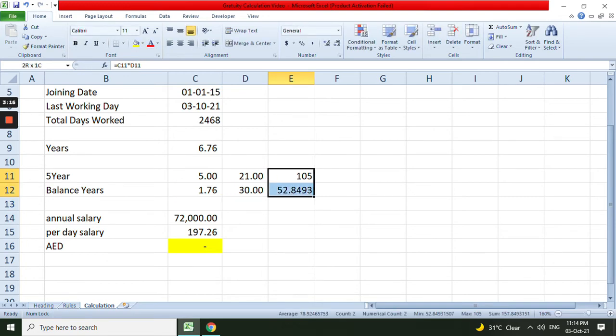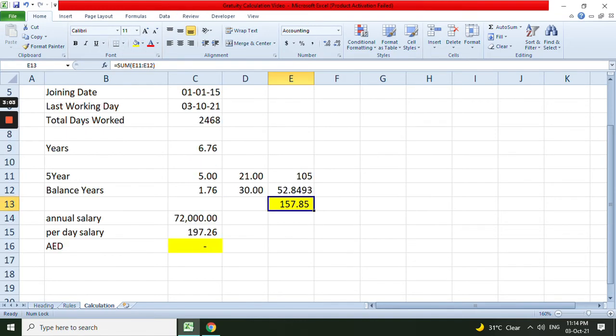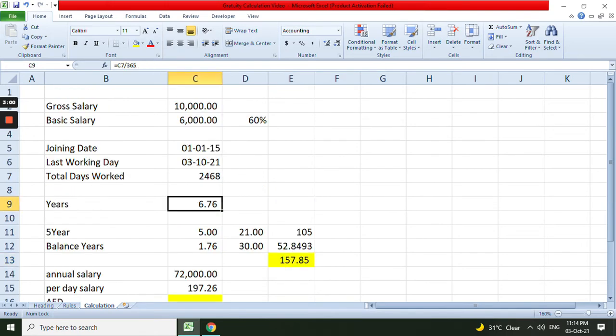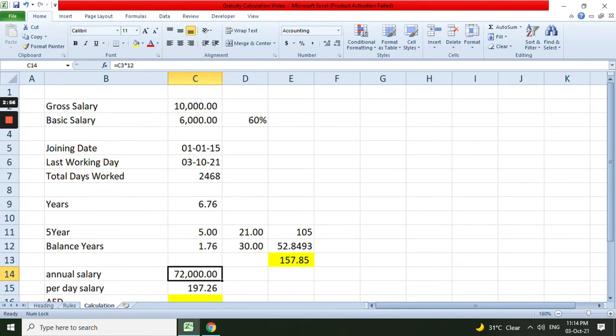So hereby we are entitled to how many days? 157.849 days. This is what we got: the days the staff is entitled to for gratuity if he is working for 6.76 years. Now, how will we calculate the amount?